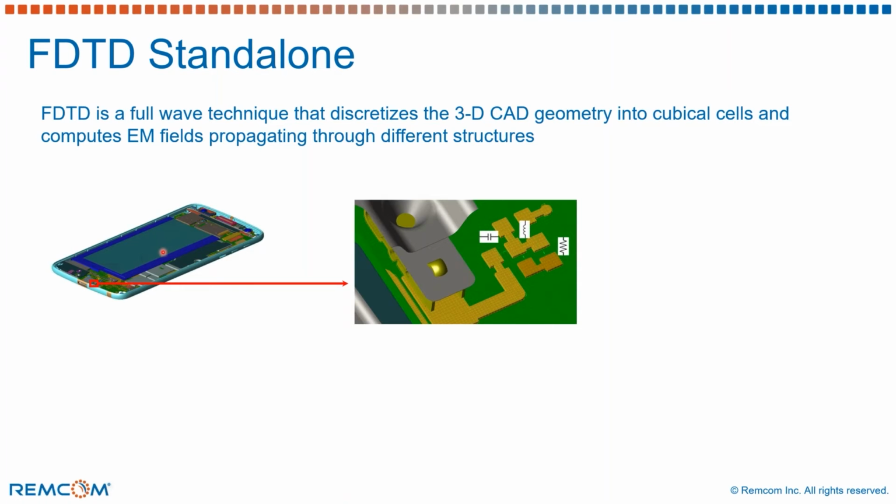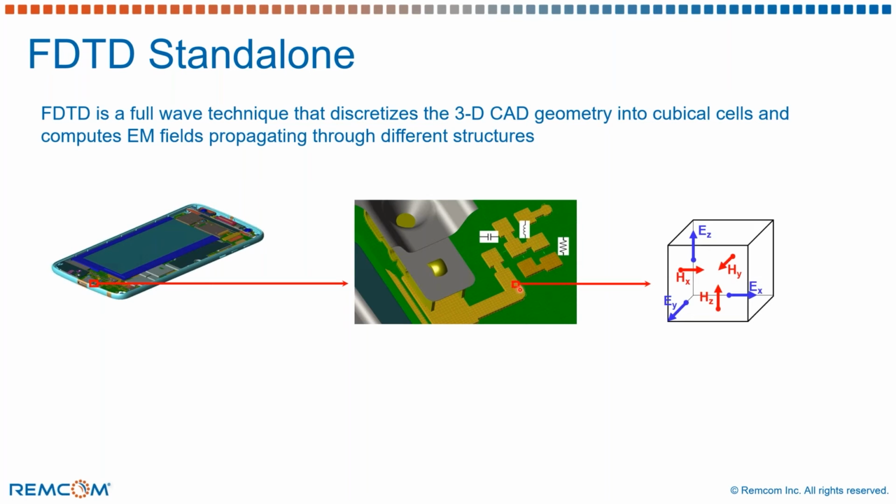This is a model provided by Motorola Mobility. Looking into a small portion of this device, which includes the antenna and the front-end IC, you can see that the model is discretized into cubical cells. And here is the antenna feed, which is giving the signal to the RF IC, which is modeled using a resistor here through the matching network.